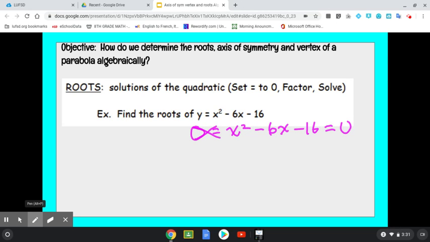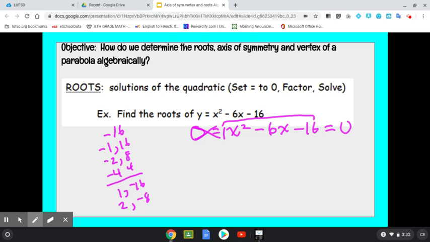So now you're trying to find your factors of negative 16 that give you a negative 6. I know they have to be opposite, so I'm going to do 1, negative 16, 2, negative 8, 4, negative 4, and then the opposites are negative 1, 16, negative 2, 8, and negative 4, 4. So which give me my negative 6? That would be your 2 and 8. So we're going to break it up. We get x squared plus 2x minus 8x minus 16 equals 0.